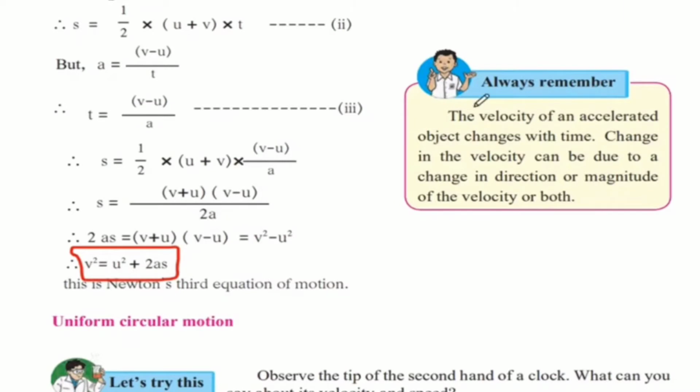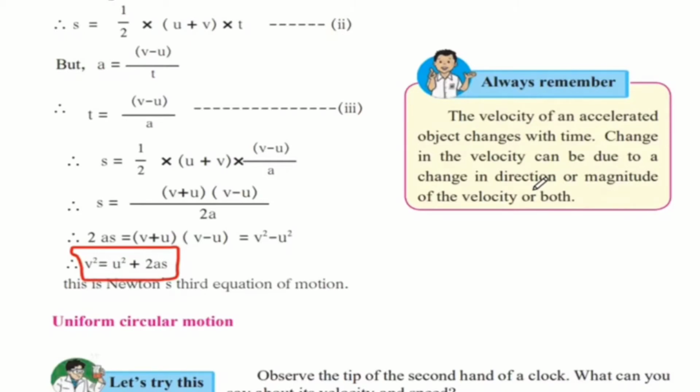Always remember, the velocity of an accelerated object changes with time. So this was basically the definition of acceleration, which was change in velocity per unit time. The change in velocity can be due to change in direction or magnitude of the velocity or both. So change in direction, that is, if the object changes its direction, that will have an effect on the change in velocity.